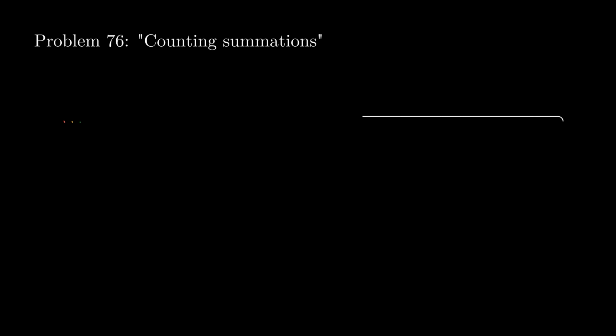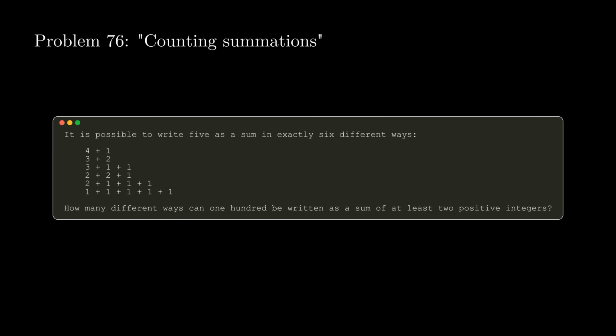But for now, let's get a look at problem 76, which is a pretty good start to the series in my opinion. It states that it is possible to write 5 as a sum in exactly 6 different ways. And we are asked to compute the number of ways we could do the same with 100.